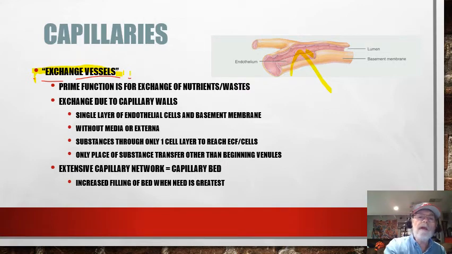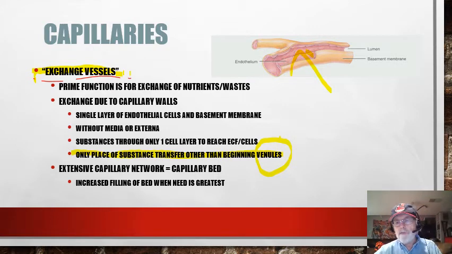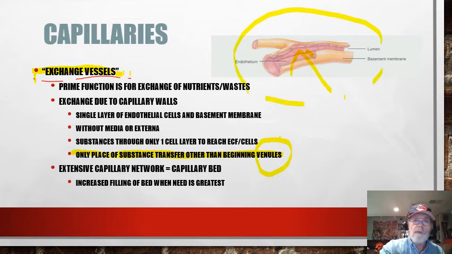It's the only place of substance transfer, okay? Other than maybe the very beginning of a venule, because those venules are also thin-walled, okay? And that's the thing the capillaries are. Remember, they're exchange vessels. They're the areas where things go out of the blood, of the circulation, and into the tissues at that point, okay? We'll talk about how the capillaries are really important when we talk about the pulmonary circulation as well, okay? It's an extensive capillary network. There's lots of capillaries and stuff like that.